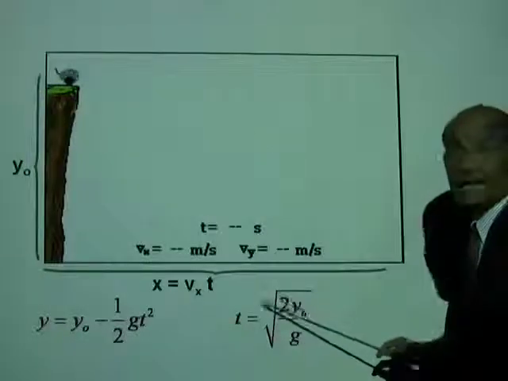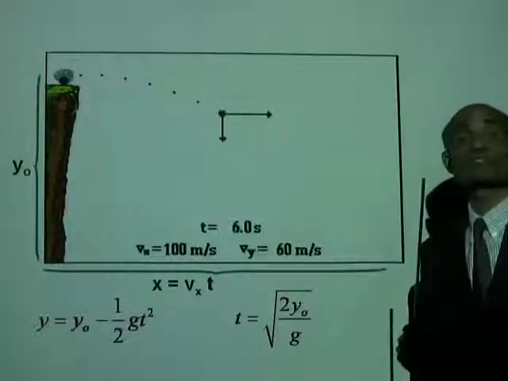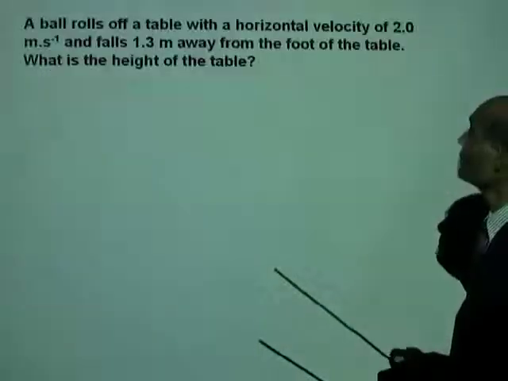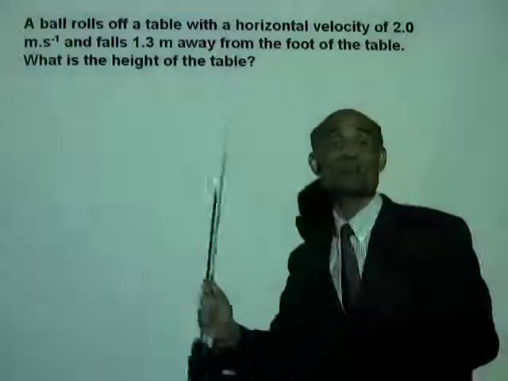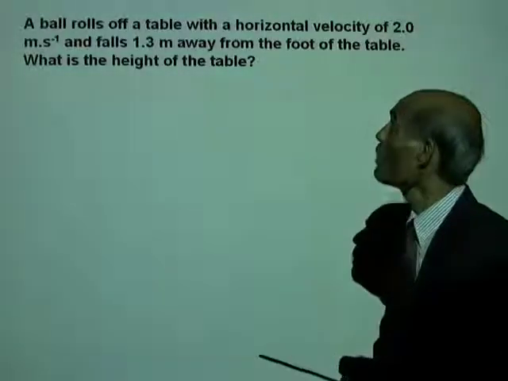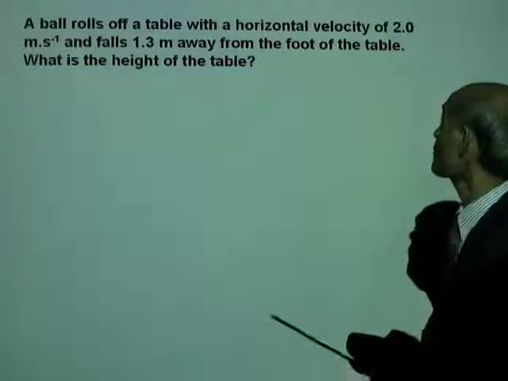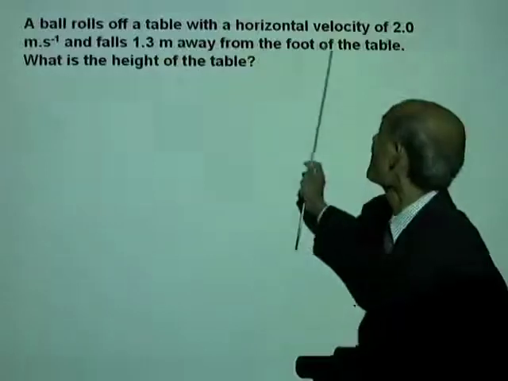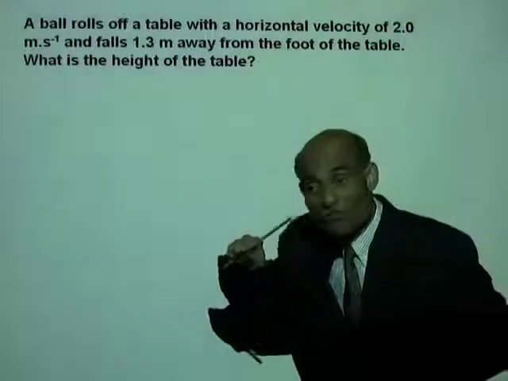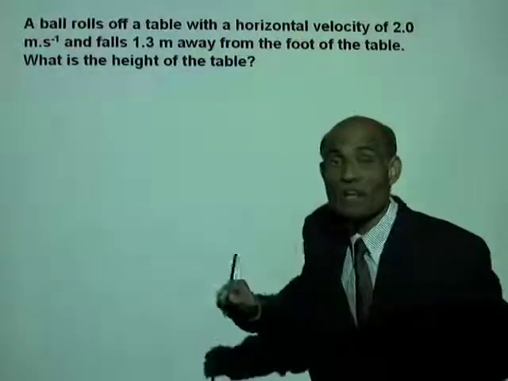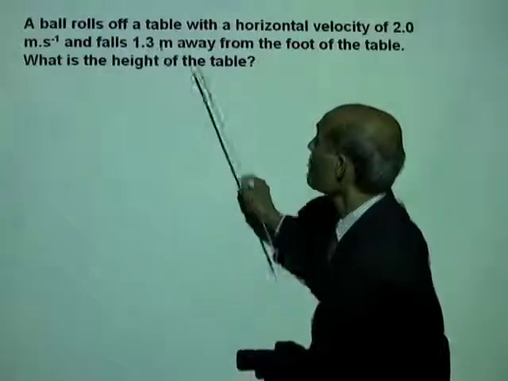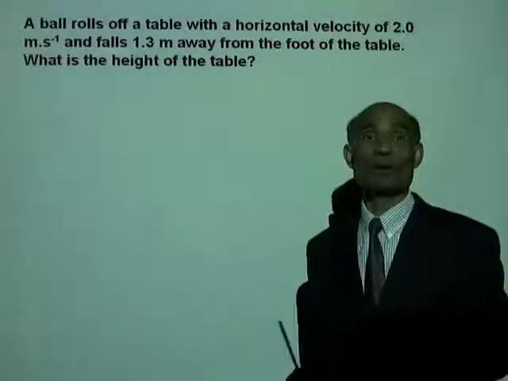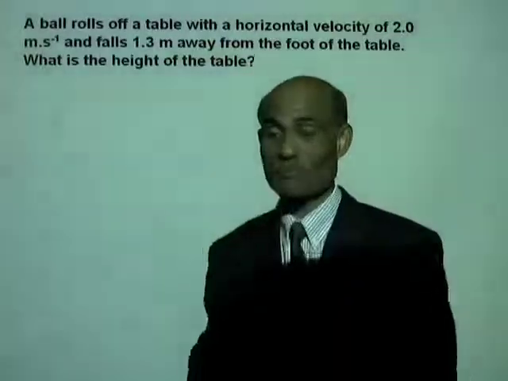y0 minus 1/2 gt squared. That gives us the time of fall, square root 2y0 over g. Let's do a problem. A ball rolls off a table with a horizontal velocity of 2 meters per second. Means that is the horizontal v sub x, and falls 1.3 meter away from the foot of the table. What is the height of the table?